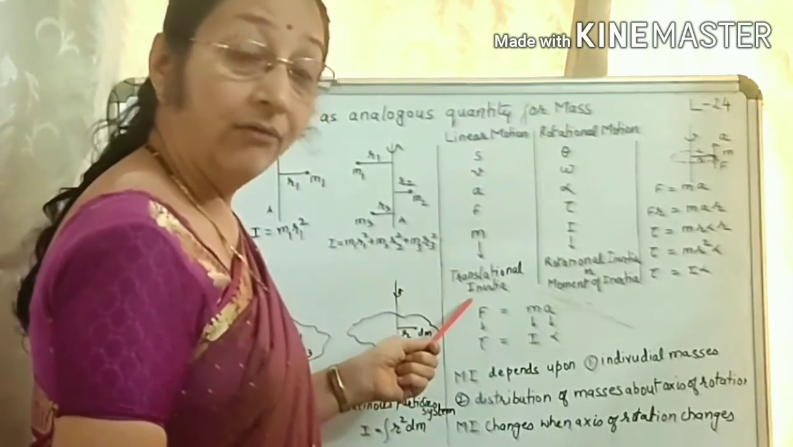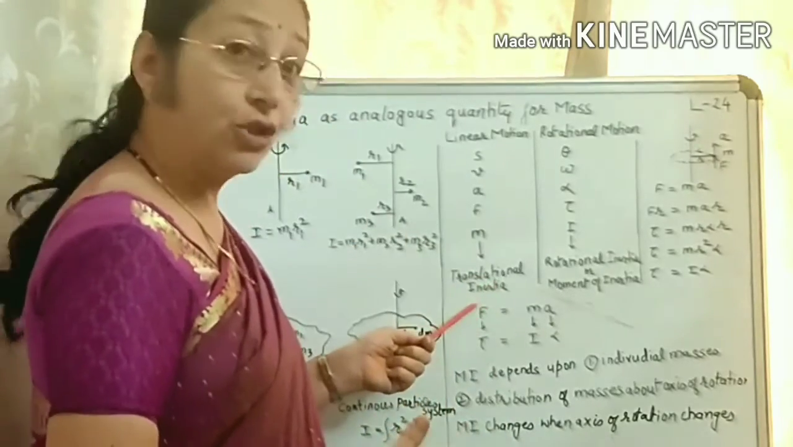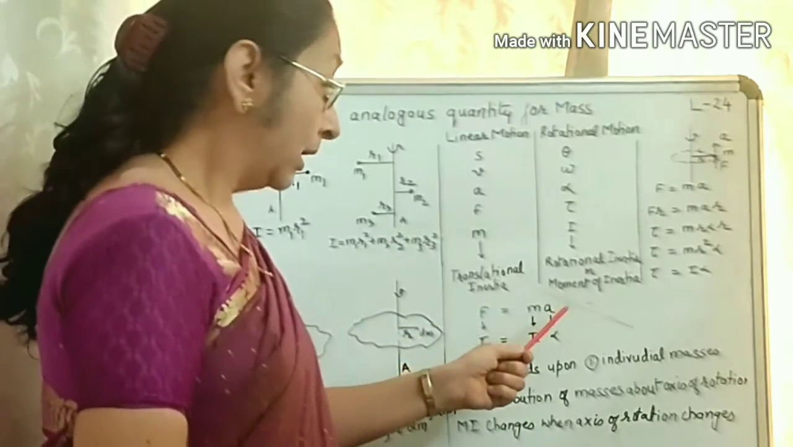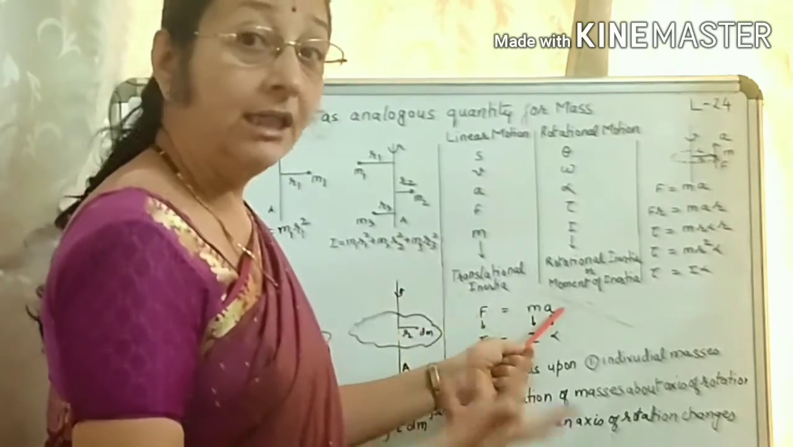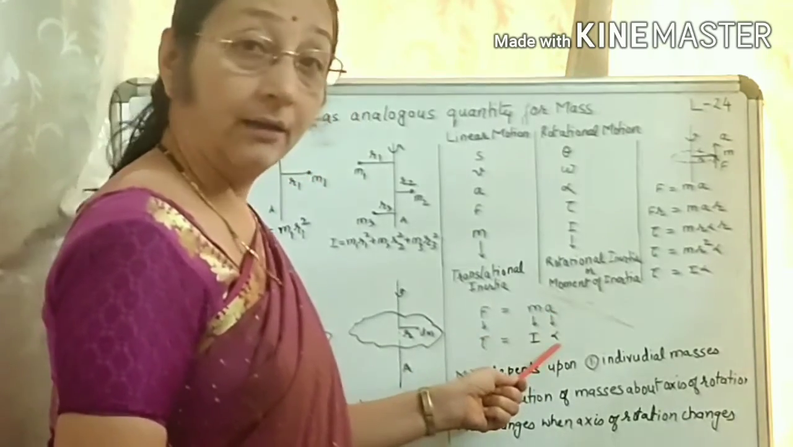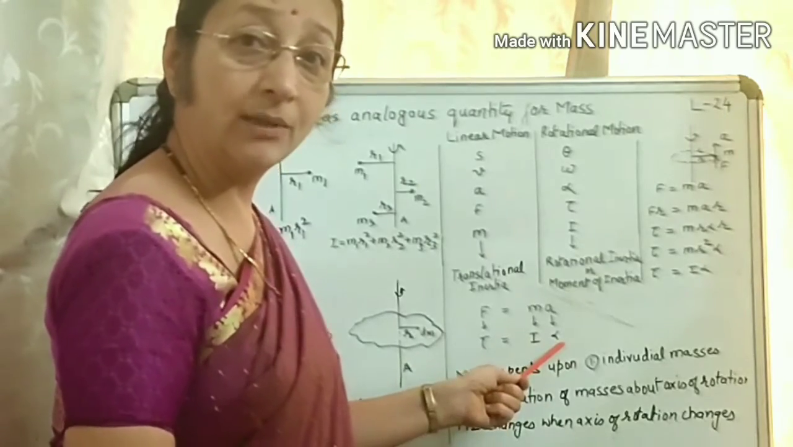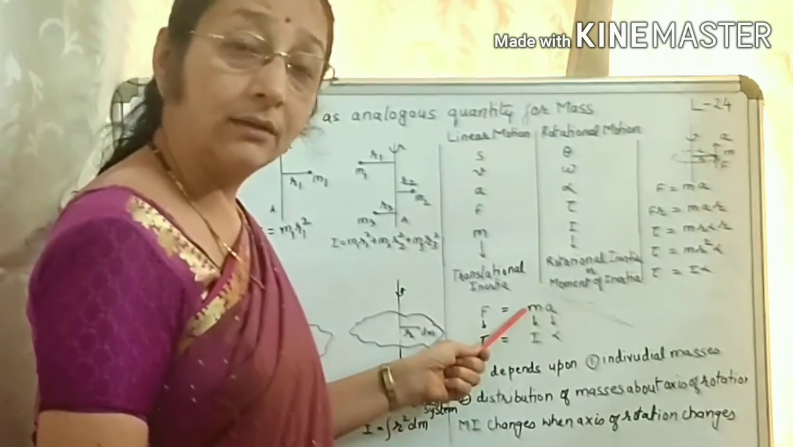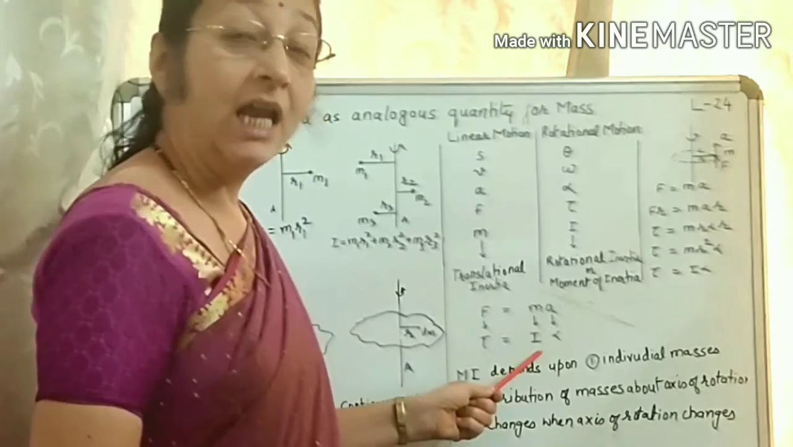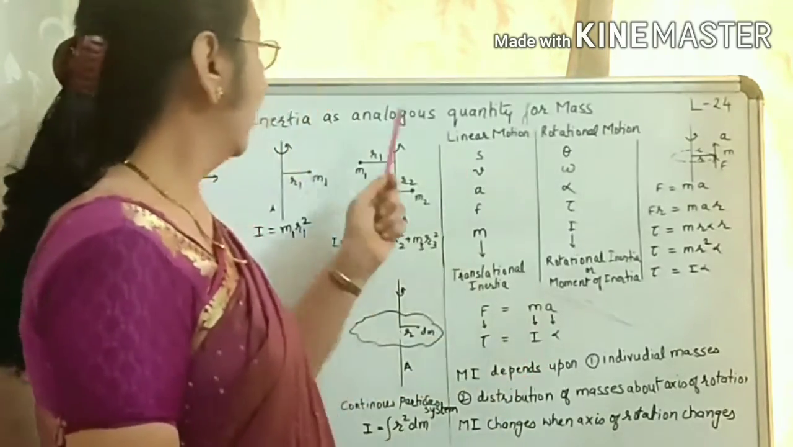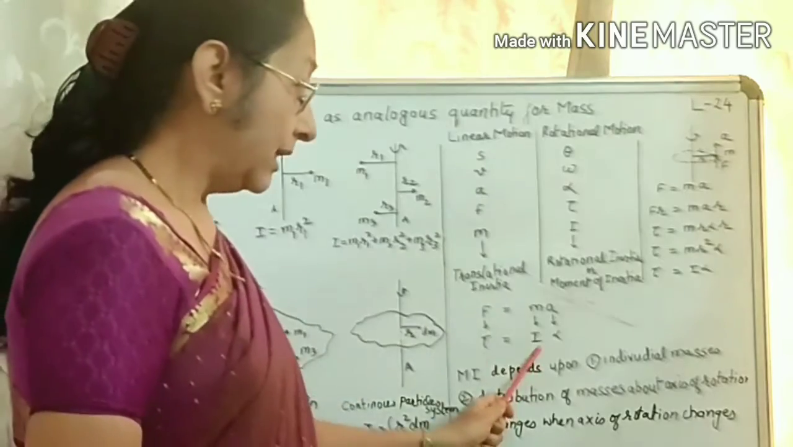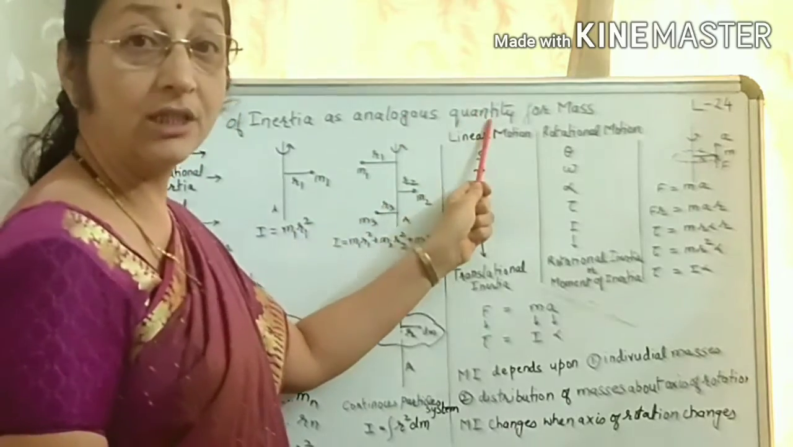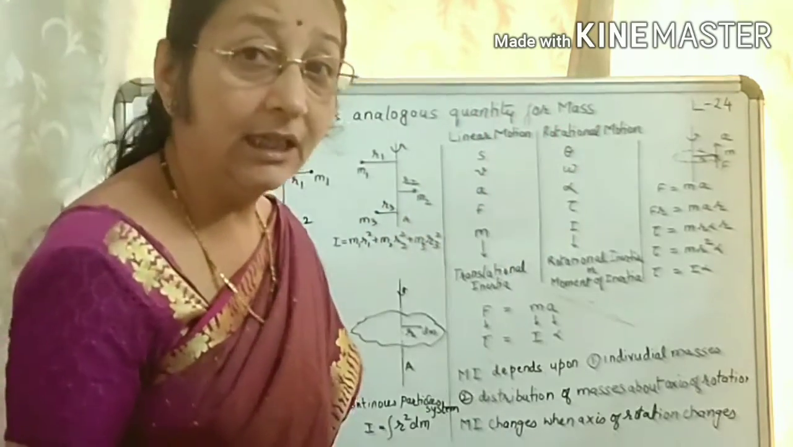The meaning, whatever जे कार्य फोर्स लिनियर मोशन मध्ये करतो आहे तेच कार्य टॉर्क रोटेशनल मोशन मध्ये करतोय. जे कार्य ॲक्सिलरेशन लिनियर मोशन मध्ये करतो आहे तेच कार्य अल्फा अँग्युलर ॲक्सिलरेशन हे रोटेशनल मोशन मध्ये करतोय. म्हणून जो अर्थ मासला आहे लिनियर मोशन मध्ये तोच अर्थ मोमेंट ऑफ इनर्शियाला आहे रोटेशनल मोशन मध्ये. So the moment of inertia in rotational motion is the analogous quantity for mass in the linear motion.